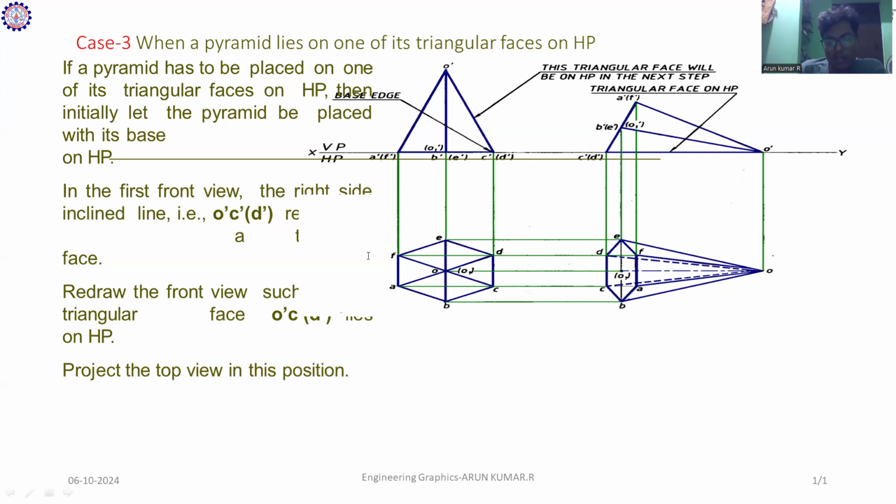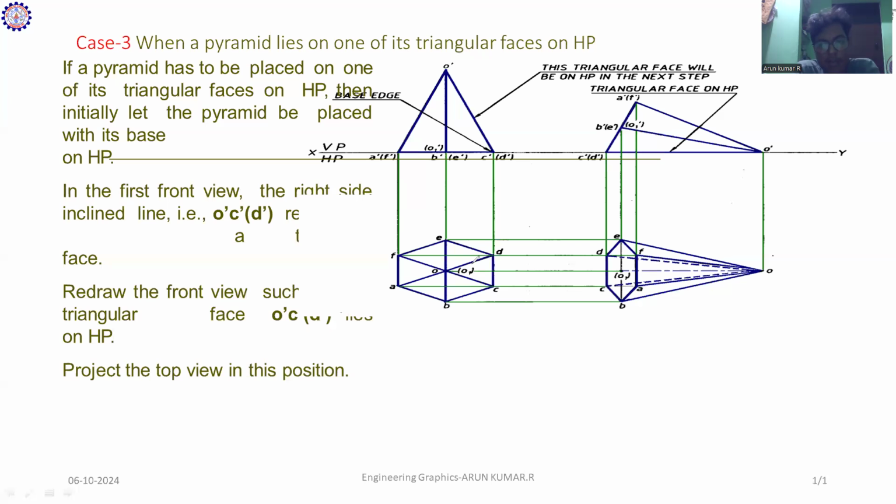I have to consider a certain condition to construct this diagram. The condition is that the base edge is perpendicular to the HP, and I also have to consider a base length of 30 mm and a pyramid height of 60 mm to draw this diagram.